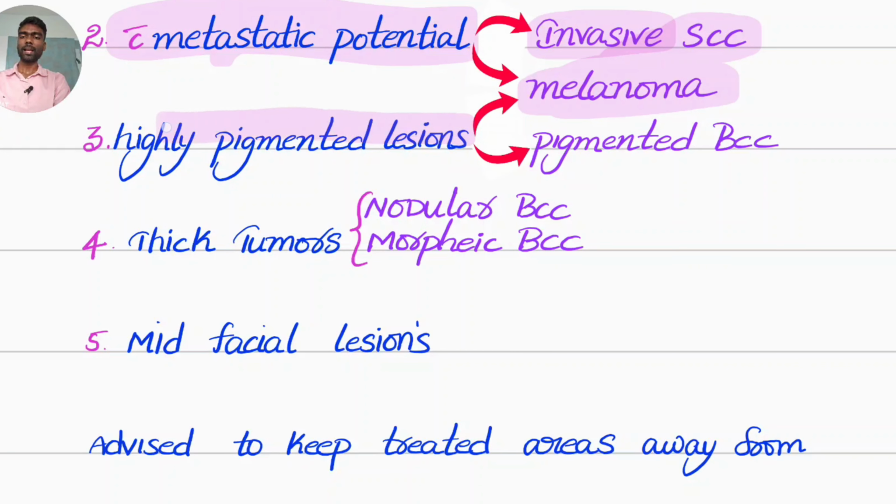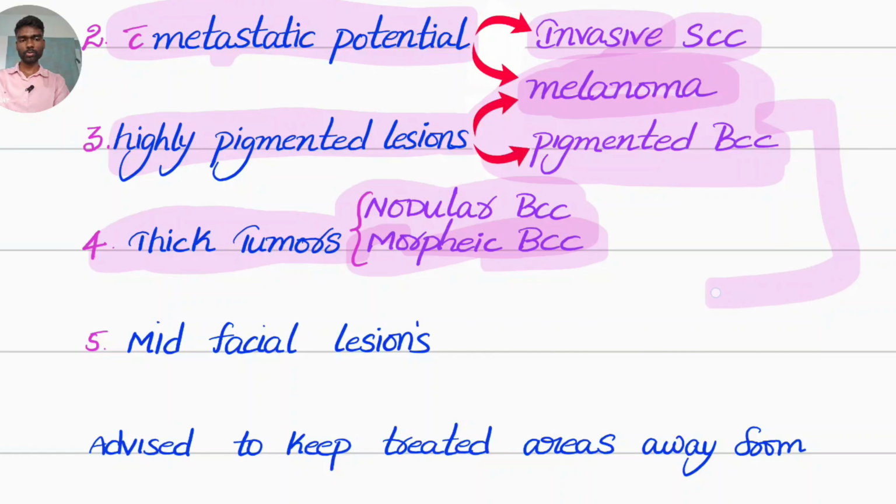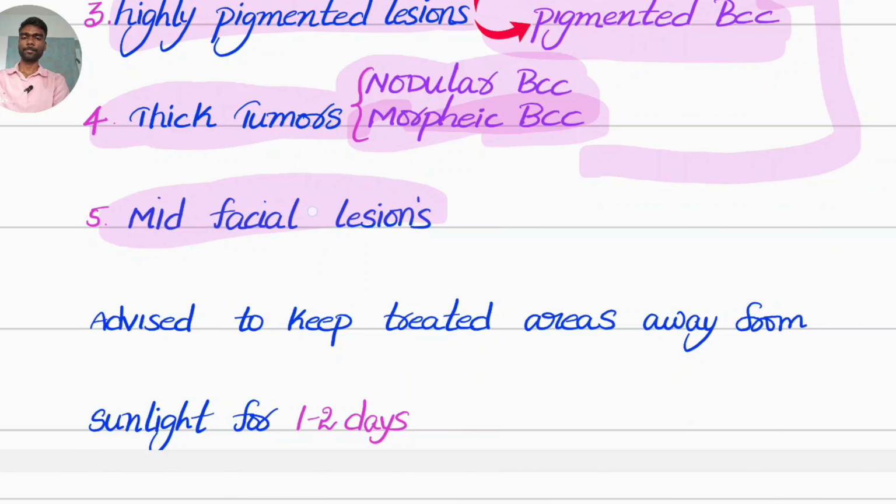Next, highly pigmented lesions like again melanoma, pigmented BCC. Melanin will interfere with absorption of light by the photosensitizer. Next, thick tumors like nodular BCC, morpheaform BCC. Here you can see all variants of BCCs except superficial BCCs are contraindicated. Midfacial lesions.